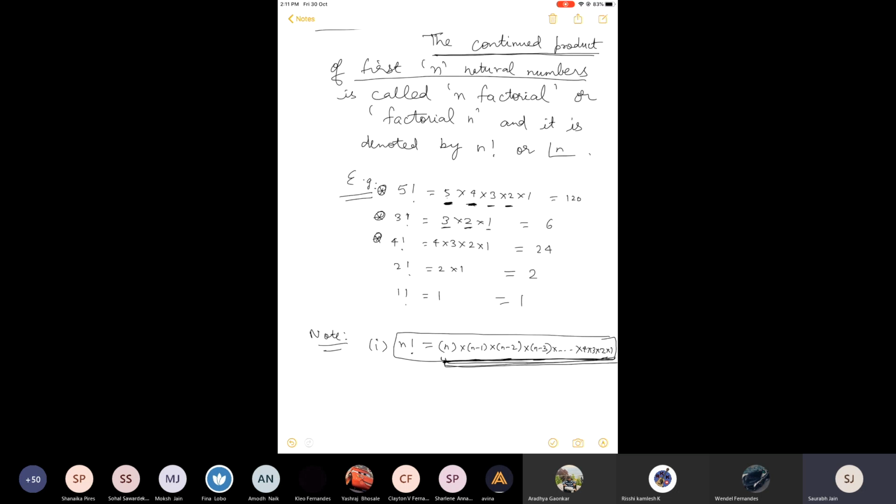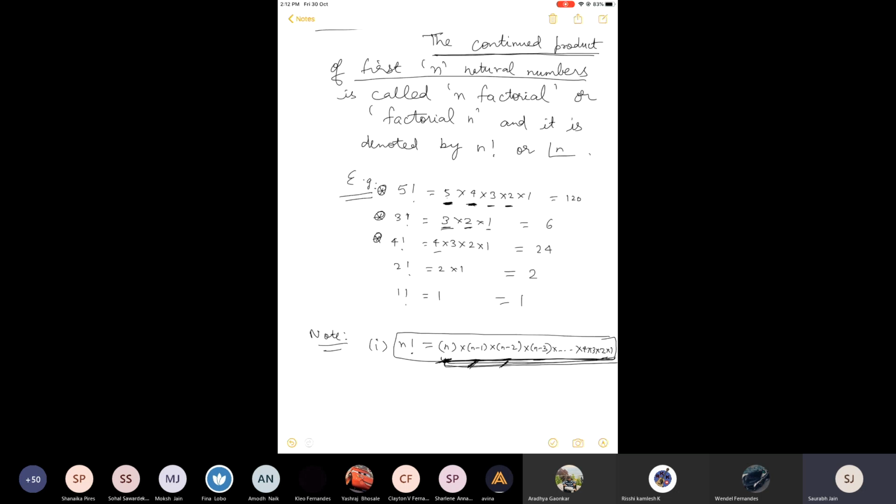So similarly, if I have to write n factorial in expanded form, the first number is n. Like here it is 5, this is 3, this is 4. And what are the numbers following it? The numbers following them are 1 less than the previous number. So the first number is n, then it will be n minus 1, then n minus 2, then n minus 3, and obviously there are so many numbers.